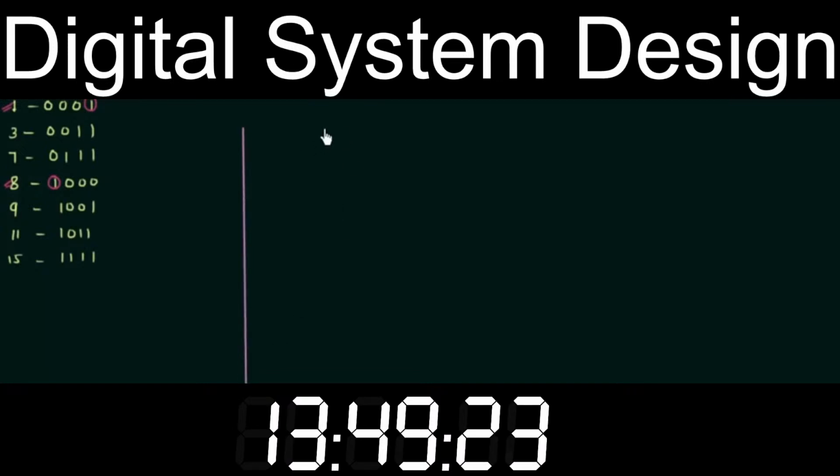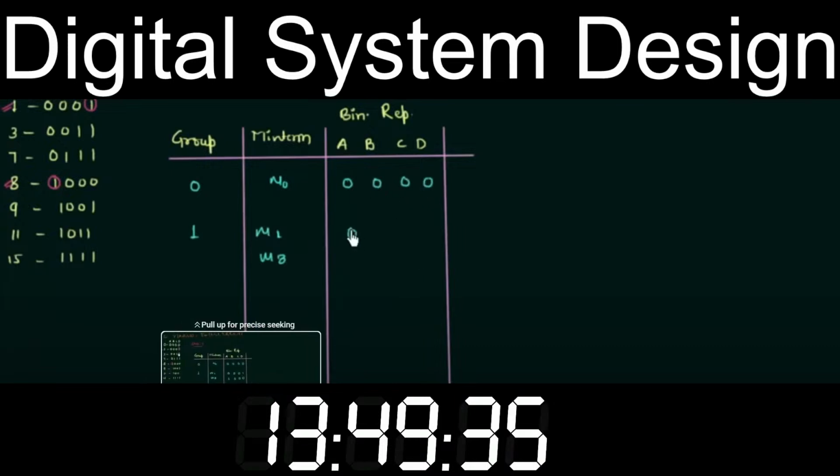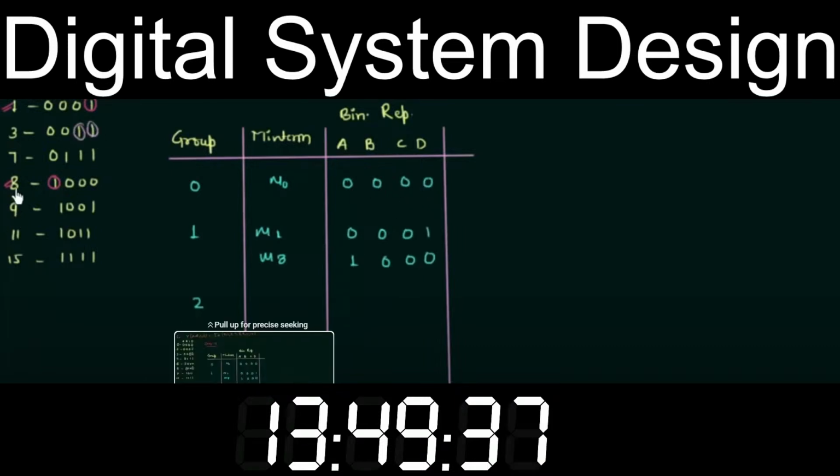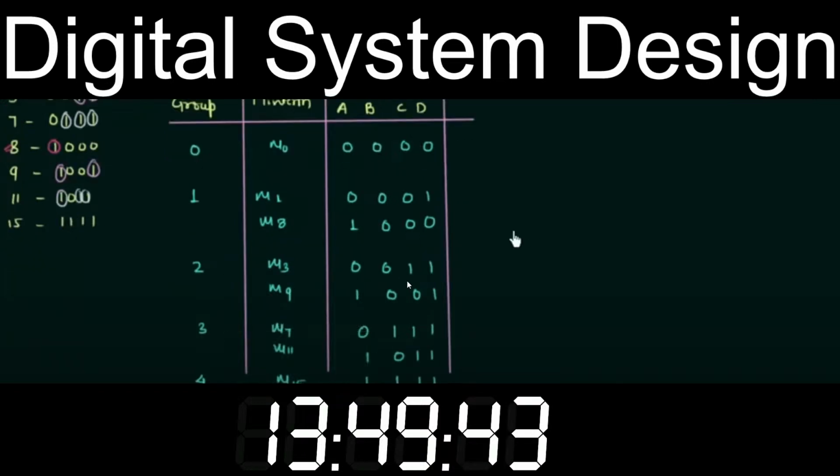This is first column. Would be 0, 0, 0, 0. 1 is 0, 0, 0, 1. 3 has 2 ones, 7 is having 3 ones, and so on, depending upon this table that we will see shortly.